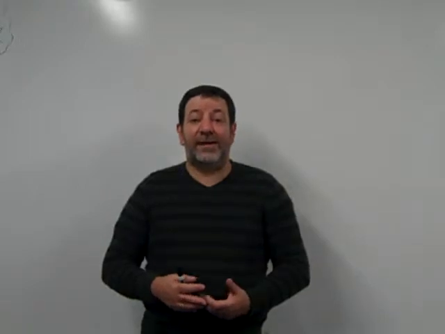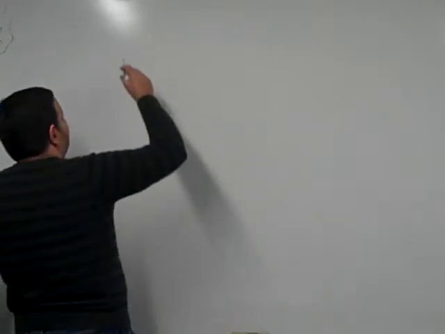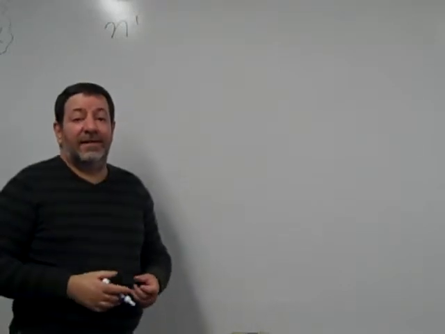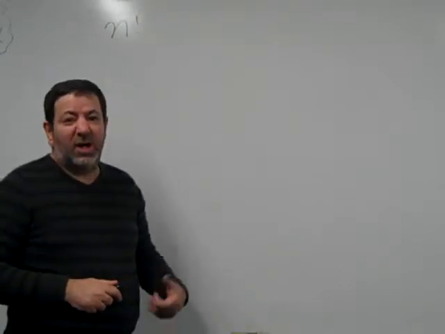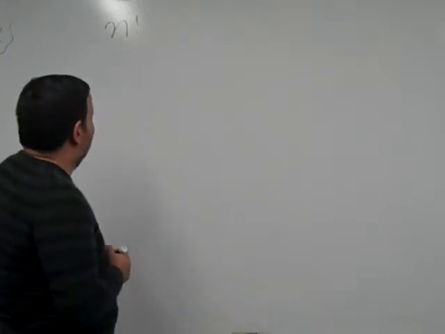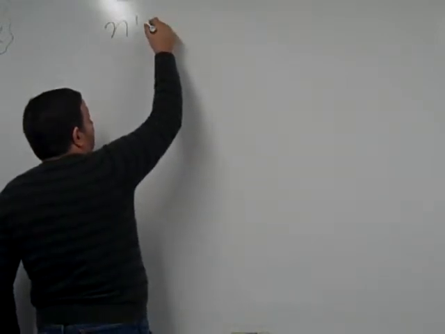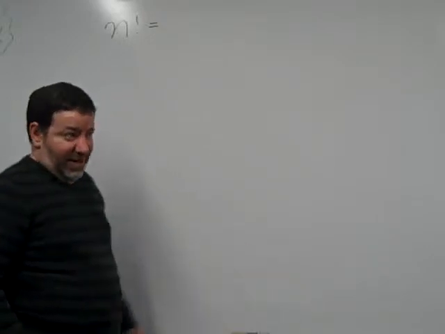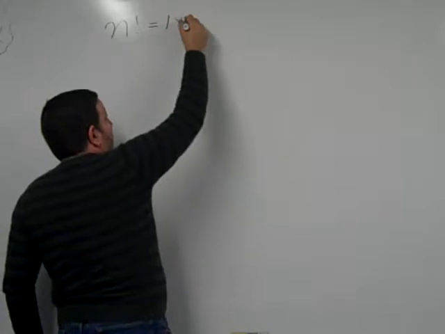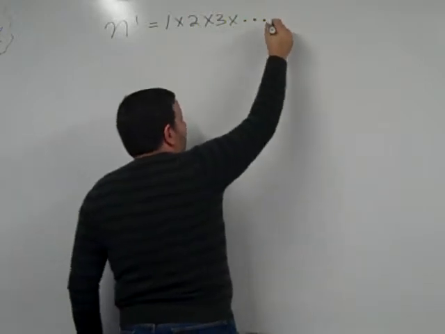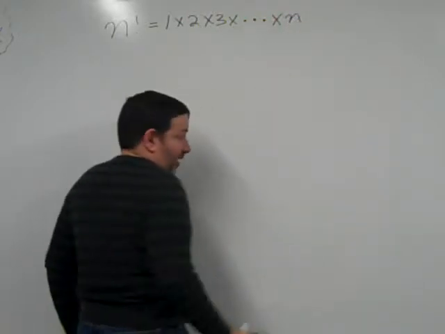We're going to talk about factorials. What does n factorial mean? For now, I'm going to assume that n is a counting number. It's either 1 or 2 or 3 or 4 or 5, etc. n factorial just means multiply the counting numbers up to n. That is, multiply 1 by 2 by 3 and keep going, all the way to n.